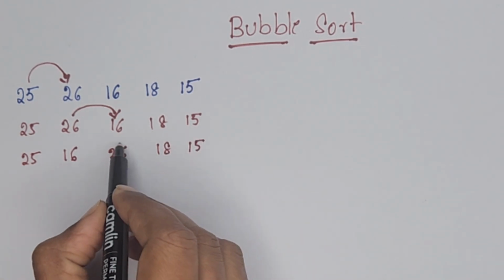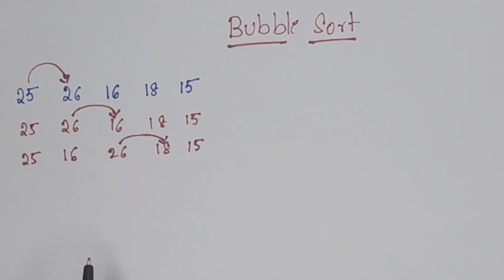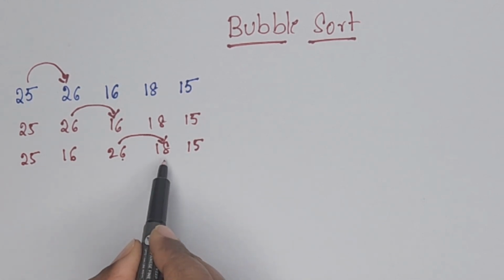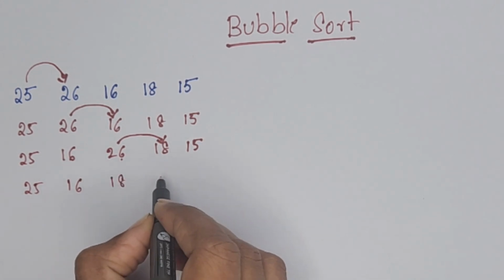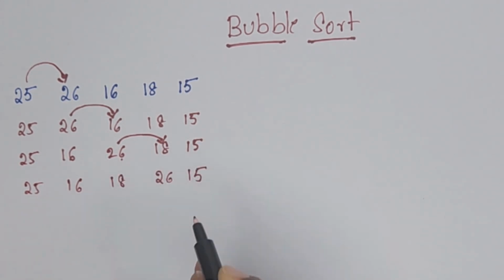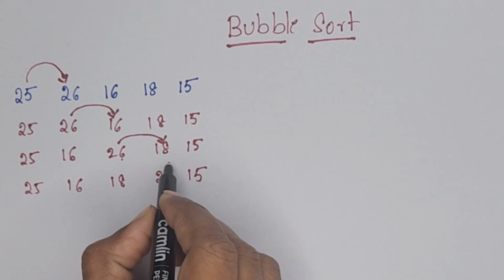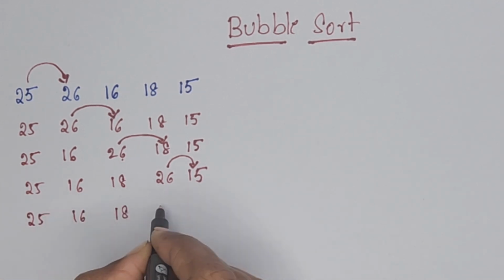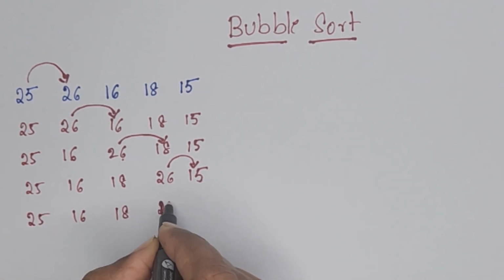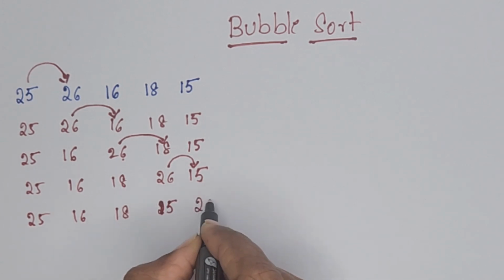Okay, next the third element and fourth element we have to compare. Now again 26 is greater than 18. So swap: 25, 16, 18, 26 and 15. Now next, the fourth element and fifth element. 26 again is greater than 15. Greater, then only swap, otherwise no need to swap. So again we have to swap: 25, 16, 18, 15. Now swap these two elements, 15 and 26.